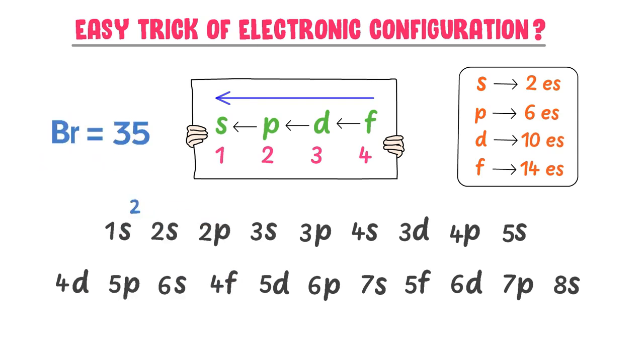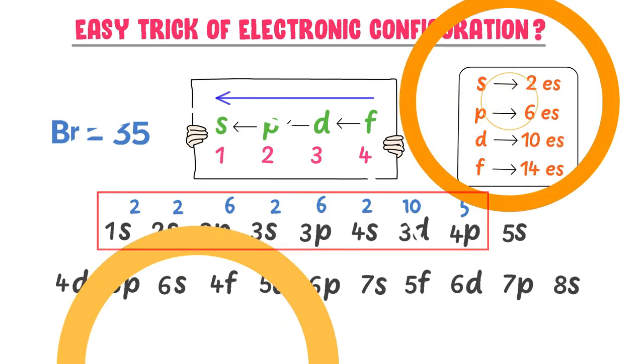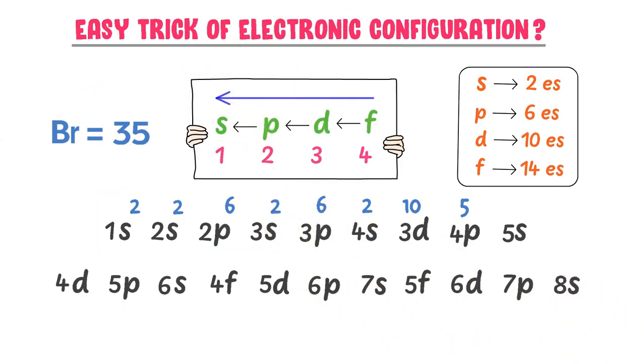1s 2 electrons, 2s 2 electrons, 2p 6 electrons, 3s 2 electrons, 3p 6 electrons, 4s 2 electrons, 3d 10 electrons, and 4p 5 electrons. So this is the SPDF electronic configuration of bromine. The last electrons of bromine are present in p orbital, so it is also called p block element.